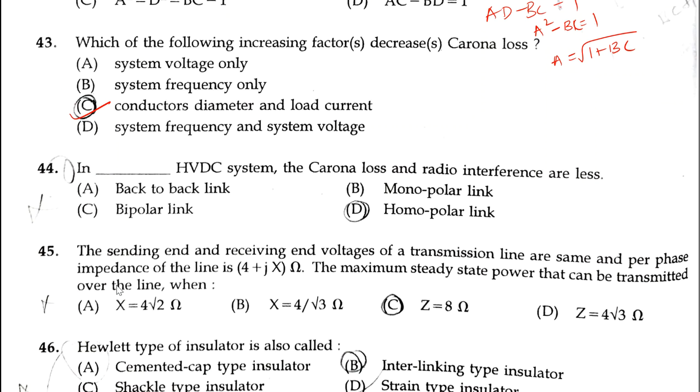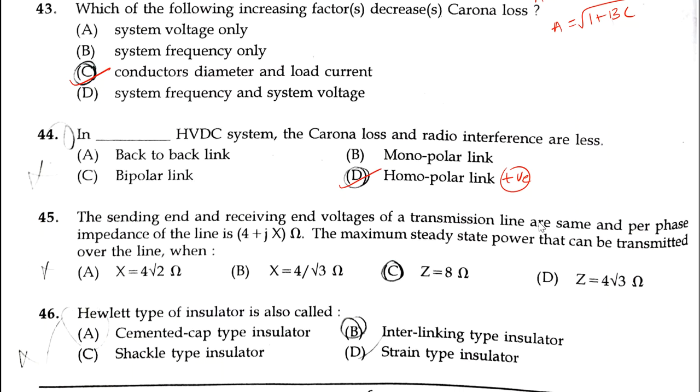In a HVDC system, the coronal losses and radio interference are less. Why? Because in HVDC system, in a homopolar link, we are using the positive conductor as a ground here, so that the coronal losses will be less. So we are using negative conductor for the transmission of power and positive as a return conductor. So coronal losses will be more in which conductor? It's in positive, that conductor we are using as a return path here, okay, right.